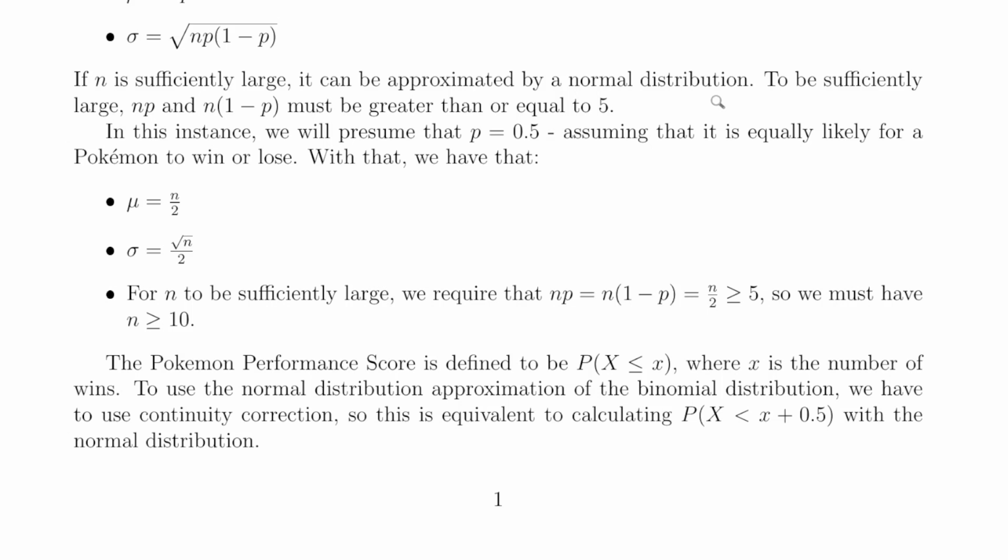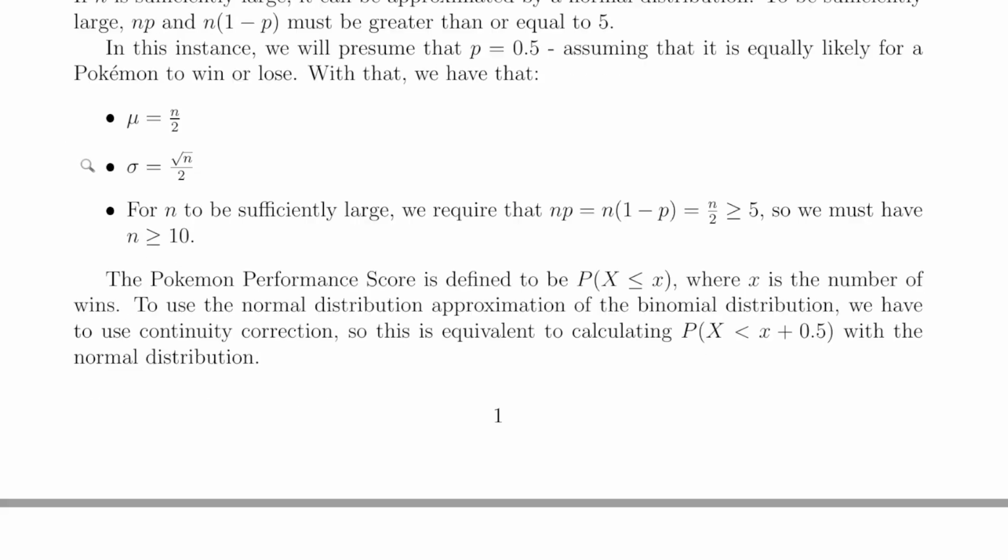So our first assumption here is that we assume that Pokemon has a 50% chance of winning or losing. Now obviously we know that's not true, but this is all about trying to see how far we can go in disproving that assumption, right? But if we assume that, then we get n over 2 is the mean and the square root of n over 2 is the standard deviation.